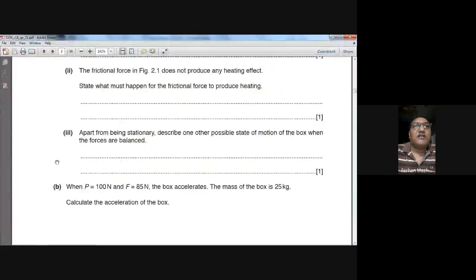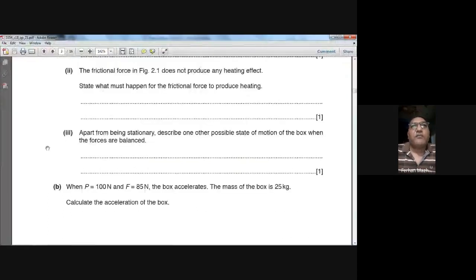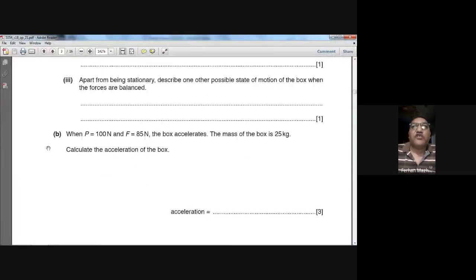Question number 2, part A, part 3. Apart from being stationary, describe one other possible state of motion of the box when the two forces are balanced. You see, if the forces are balanced, then there can be two situations. If the body was at rest and the forces are balanced, the body will remain at rest. So this is the situation here. He's asking for the other condition, the other scenario.